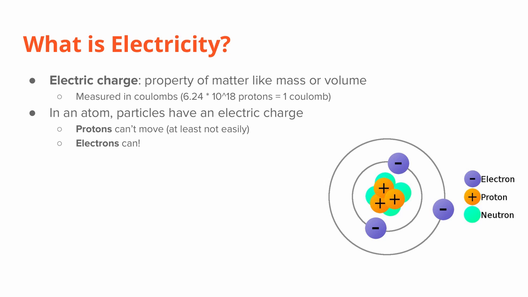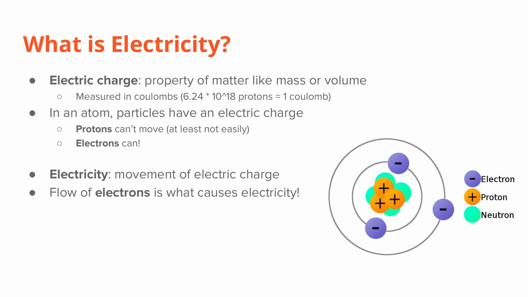Now, if we look into the structure of an atom, which is the basic building block of all matter, we will find some particles of electric charge. We have protons, neutrons, and electrons. Neutrons have no electric charge, protons have a positive electric charge, and electrons have a negative electric charge.